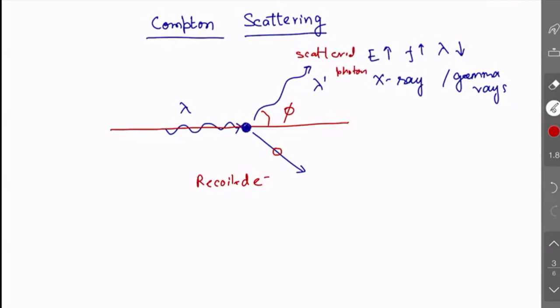Now from energy conservation, it is obvious that if the energy of the photon is imparted to the electron, there will be a loss of energy for the scattered photon. So what will happen to the energy of the scattered photon? It will be less, right? Less energy means greater wavelength.